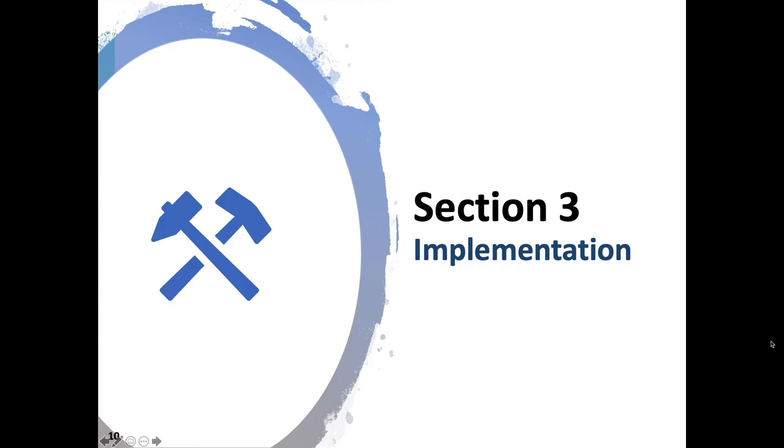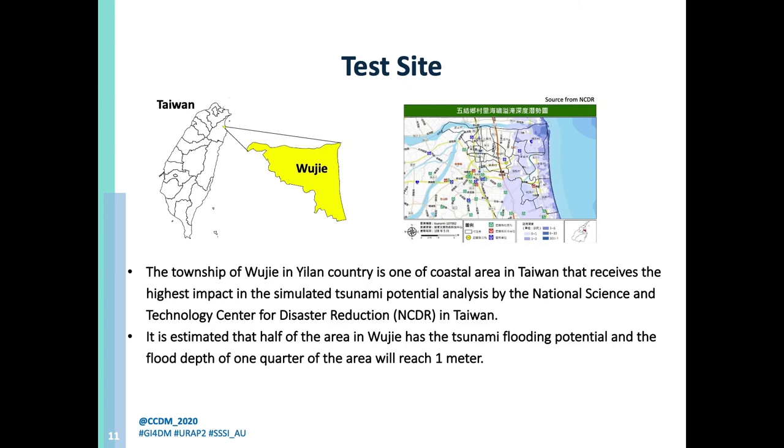In section 3, we will talk about the implementation. The test site in this study is Wuzhe Township in Yilan County. It is one of the areas in Taiwan that receives high impact in the simulated tsunami potential analysis by the National Science and Technology Center for Disaster Reduction in Taiwan. Much of the area in Wuzhe Township has tsunami flooding potential, and the flood depths of one quarter of the area will reach 1 meter.